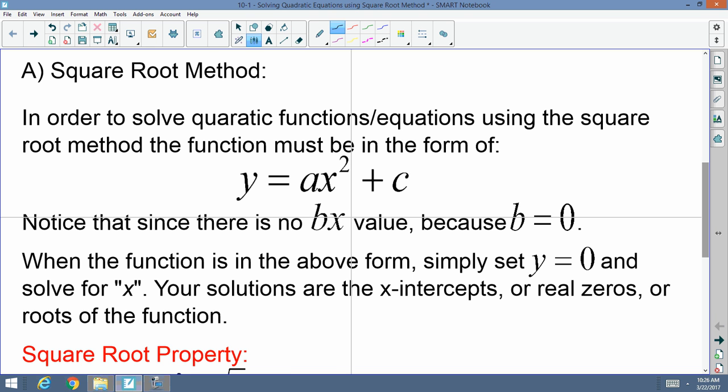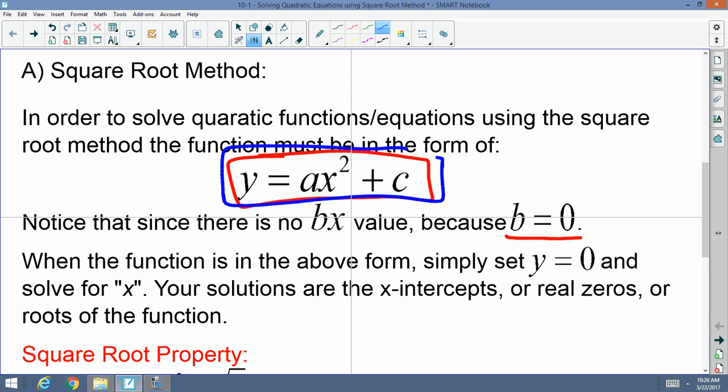And in order to solve quadratic functions using the square root method, first of all, the function must be in the following form, guys. It has to be in y equals ax squared plus c. All right. Notice that there is no bx because the value of b here is 0. So if you have a 0 times an x, you're going to get a 0. When the function is in the above form, again, I repeat, y equals ax squared plus c, you have your x squared term, maybe a coefficient in front of it of 1 or something else, and you have a constant. You do not have a bx term.